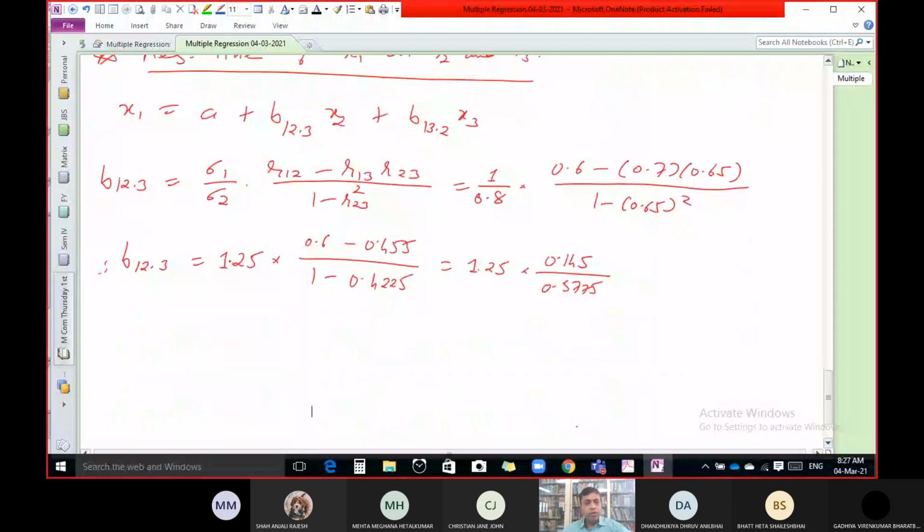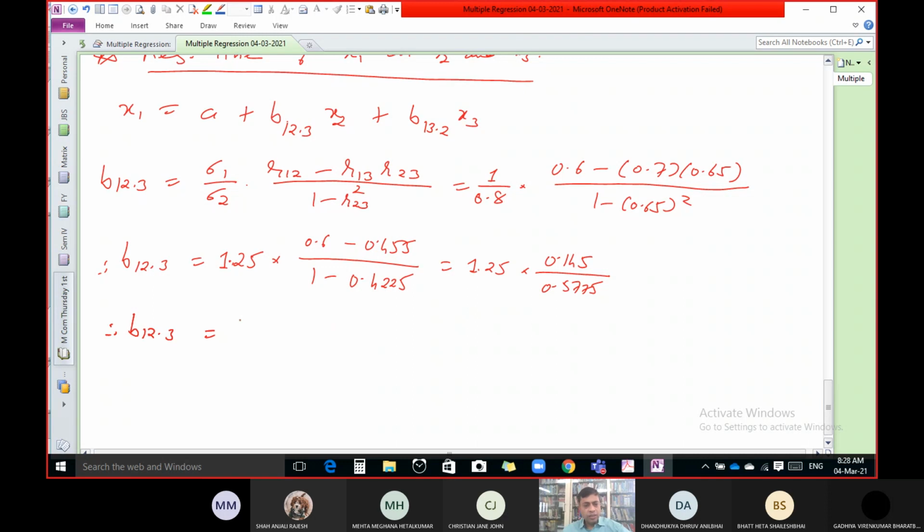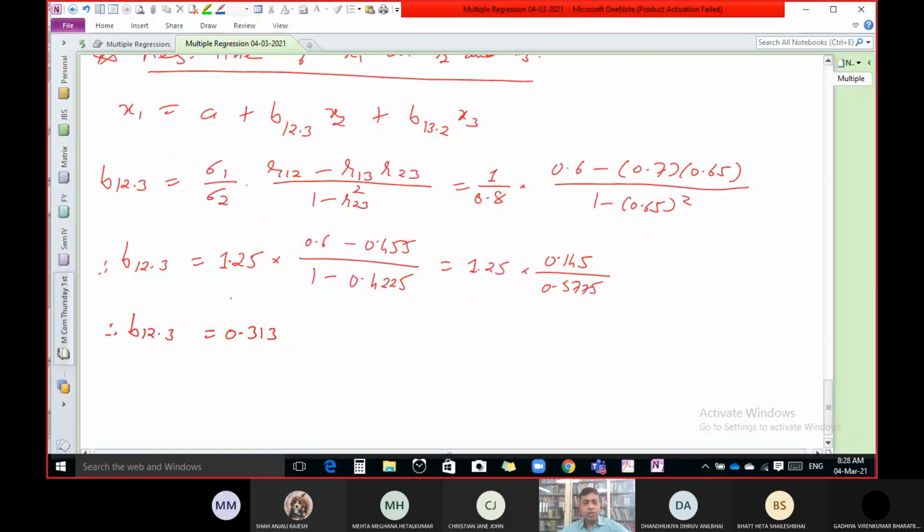Now let us calculate this. So b12.3 is 1.25 into 0.145 divided by 0.5775. So the answer is 0.3138. Or 0.3139, you can write any one. So this is b12.3. Now b13.2.